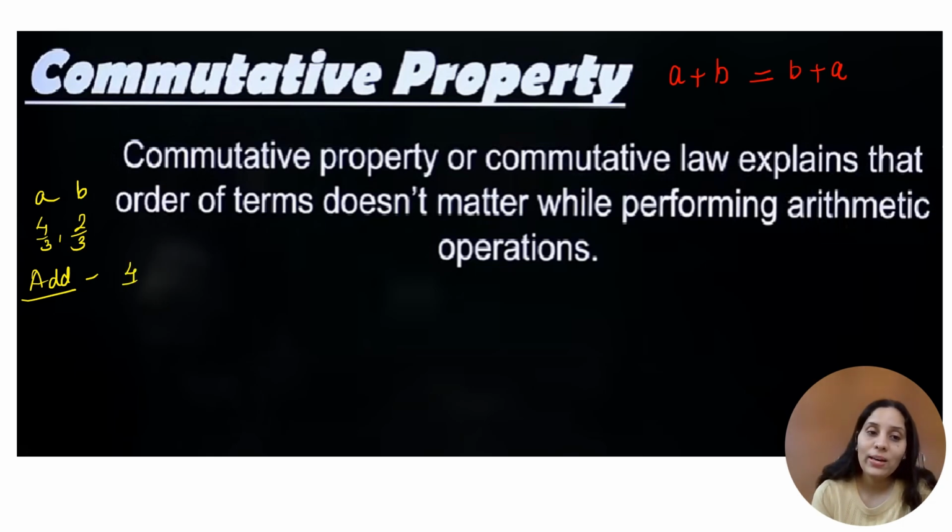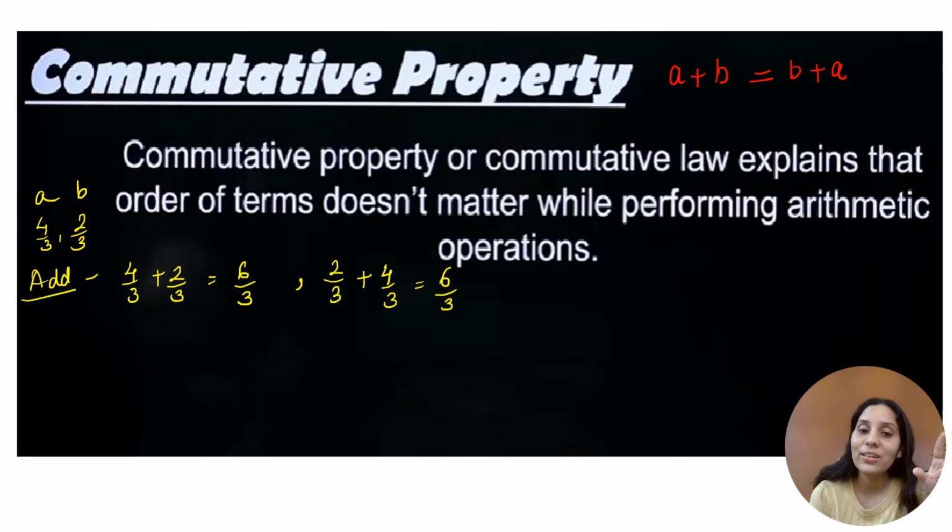So 4/3 plus 2/3 is what? 4 plus 2 is 6/3. Now in the same way, if I interchange, if I write 2/3 plus 4/3, I again end up having the same answer. So that means commutative is true for addition.